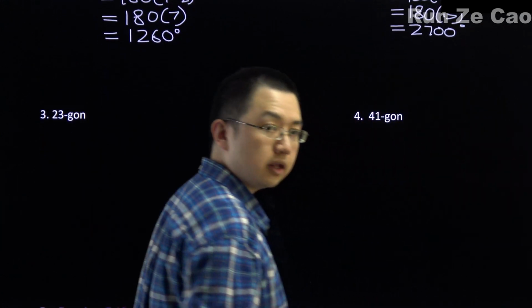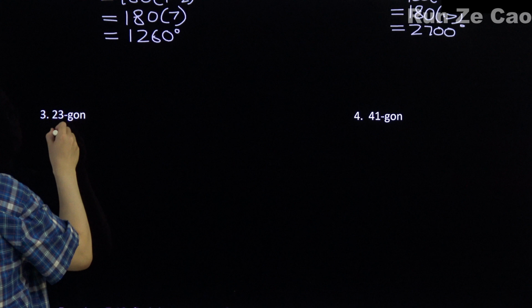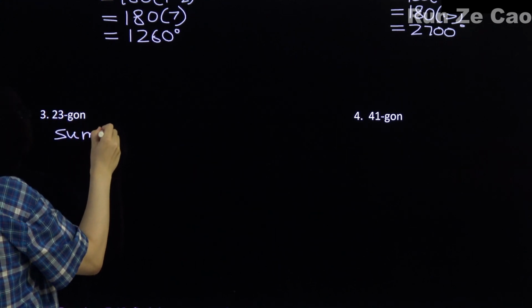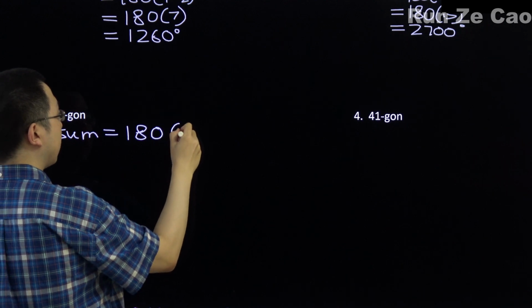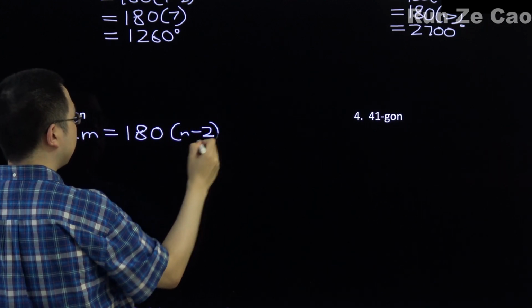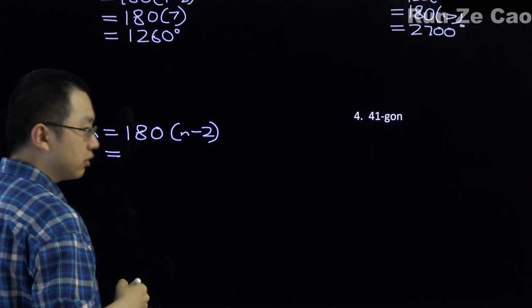Okay, how about a 23-sided shape? Well, sum is still the same old formula, 180 degrees times n minus 2, n being the number of sides, n minus 2 being the number of interior triangles you can draw.